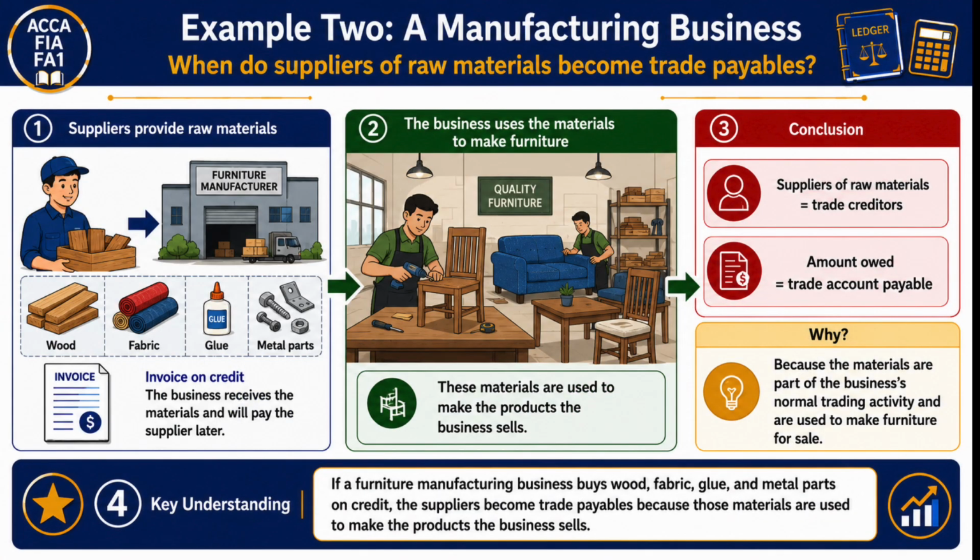Example 2. A manufacturing business. Now imagine a furniture manufacturing business. This business buys wood, fabric, glue, and metal parts to make furniture. If the business buys these materials on credit, the suppliers become trade payables. Why? Because those materials are used to make the products that the business sells. So the suppliers of raw materials are part of the trade accounts payable.